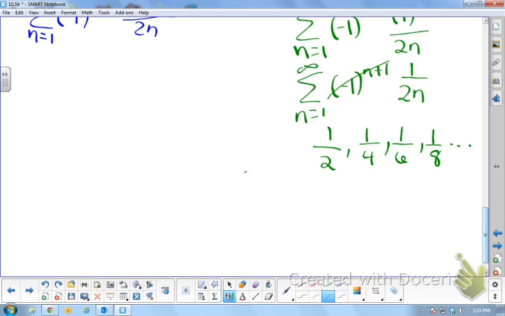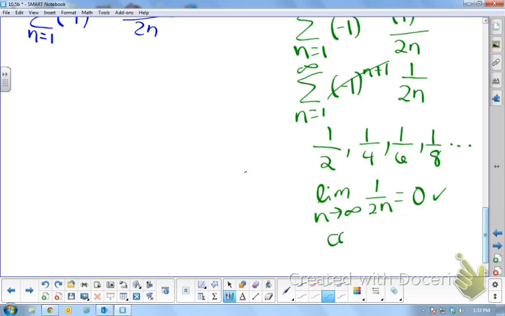Am I getting smaller? Yes. And then I have to check that my limit approaches 0. And this one's an easy one. What happens if we plug in infinity right away? 0. So it passes all 3 parts of the alternating series test, and this converges.